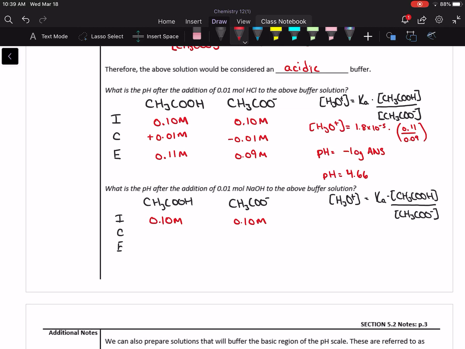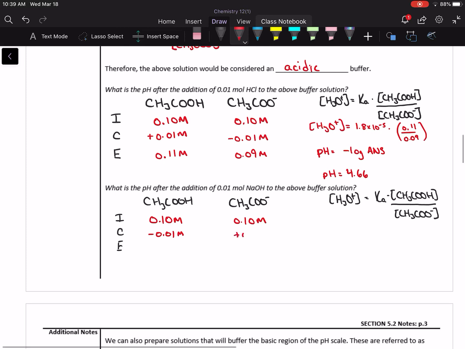And so this time when I add sodium hydroxide, the sodium hydroxide is going to be neutralized by the acetic acid. So the acetic acid concentration is going to decrease by 0.01 molar, and the acetate ion concentration would then be increased by 0.01 molar. And so after adding that sodium hydroxide, I should only have 0.09 molar acetic acid and 0.11 molar acetate ion.